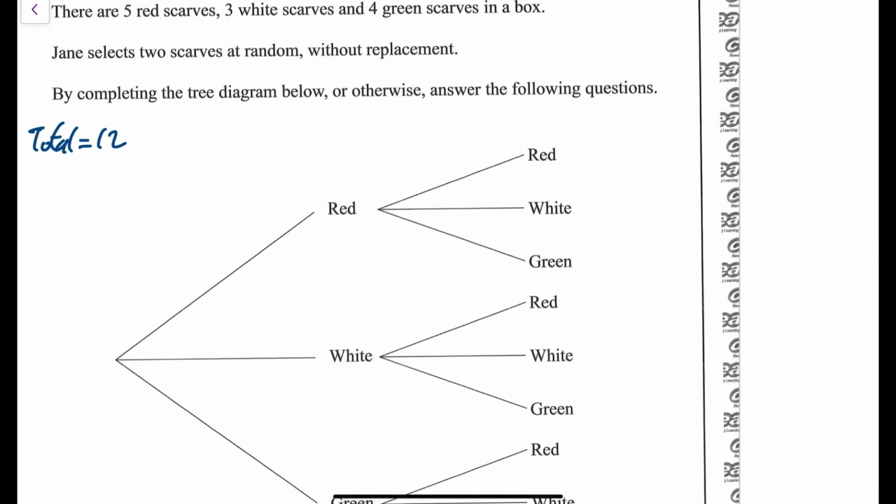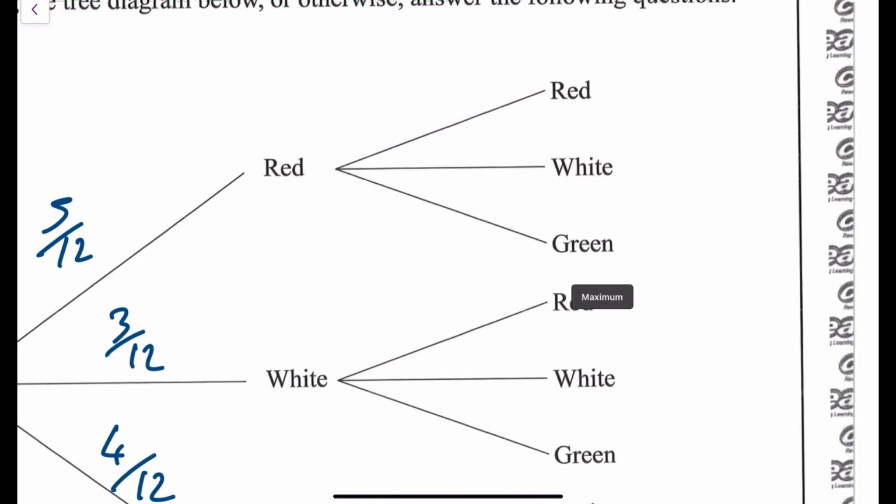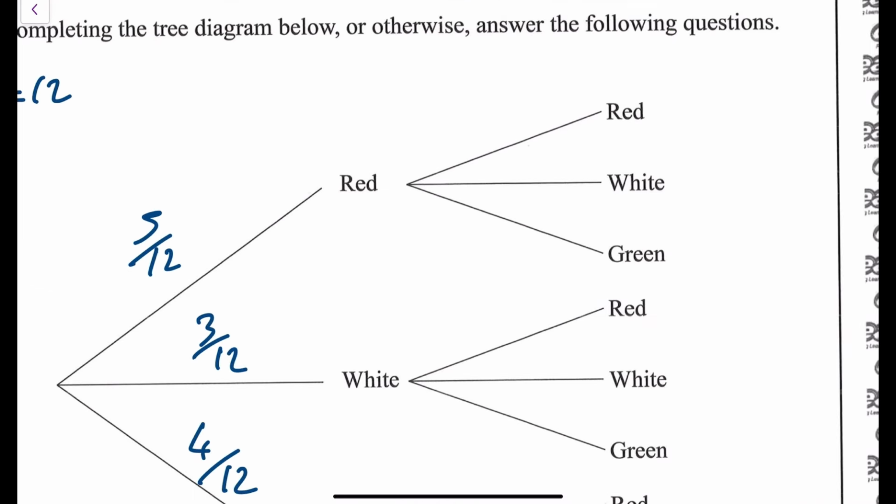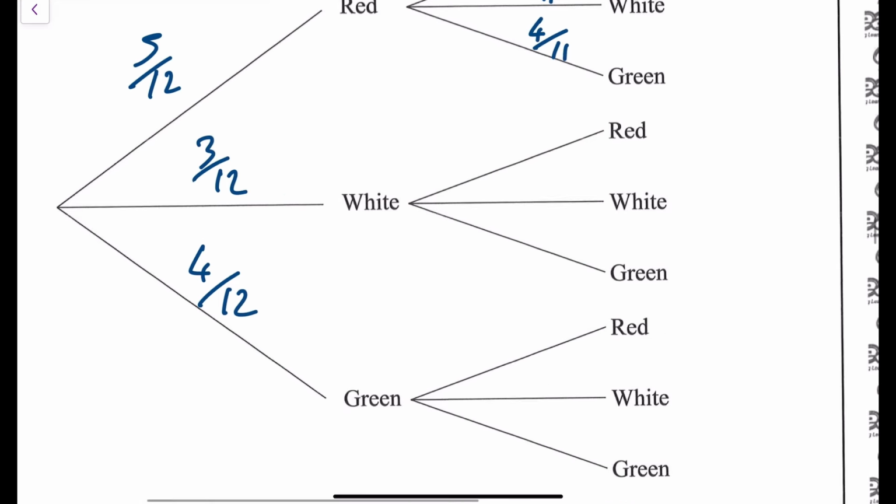Okay, so you've got 5 red out of 12, 3 white over 12 and 4 green out of 12. Now let's zoom in on this first branch. She pulls out a red, then she pulls out another, so there's now only 4 reds left out of a total of 11. And then she's still got 3 whites left out of 11, and then she's got 4 greens left out of 11. So that's the first branch done.